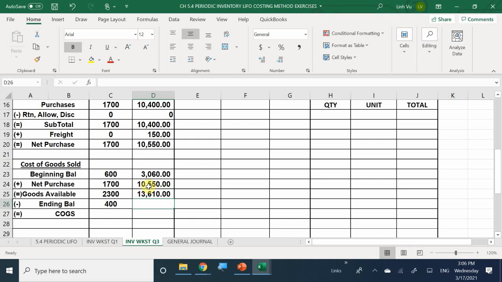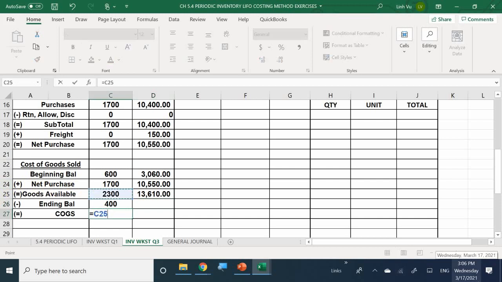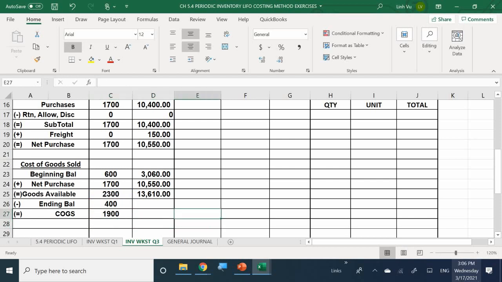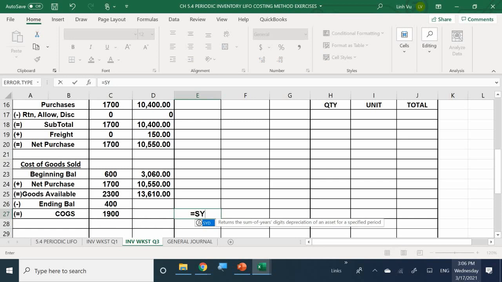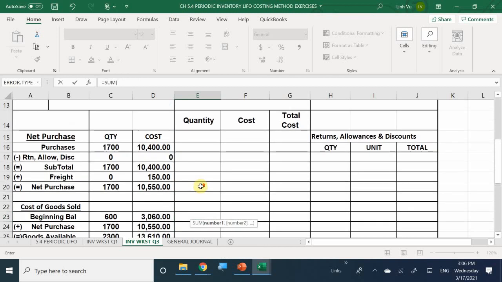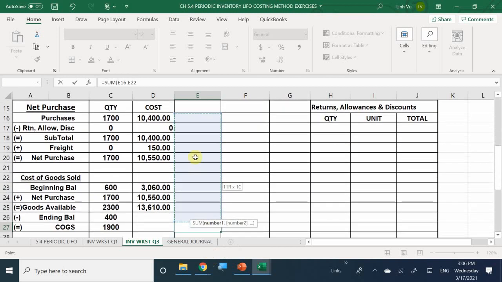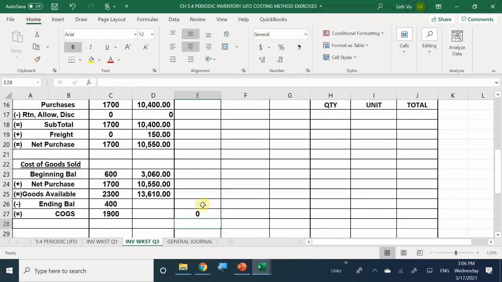So now let's solve for our cost of goods sold. If I had 2,300 available to sell and I only have 400 left in inventory, how much did I sell? 1,900. You sold 1,900. Once again, I'm going to show you how to utilize the LIFO method and cost it that way. But if you already have another way you like better, you can do that too. So again, we're going to start with LIFO.